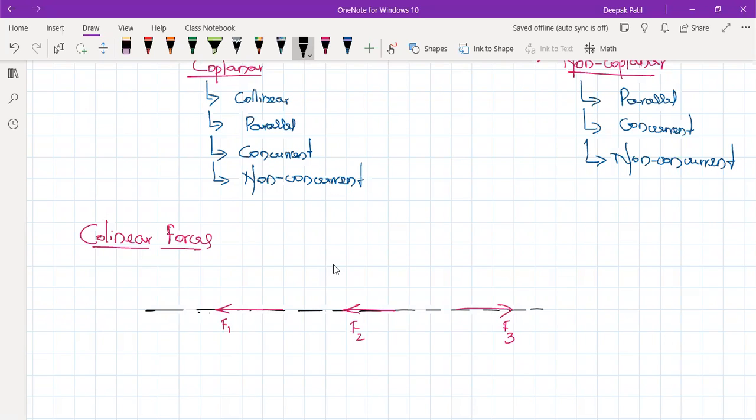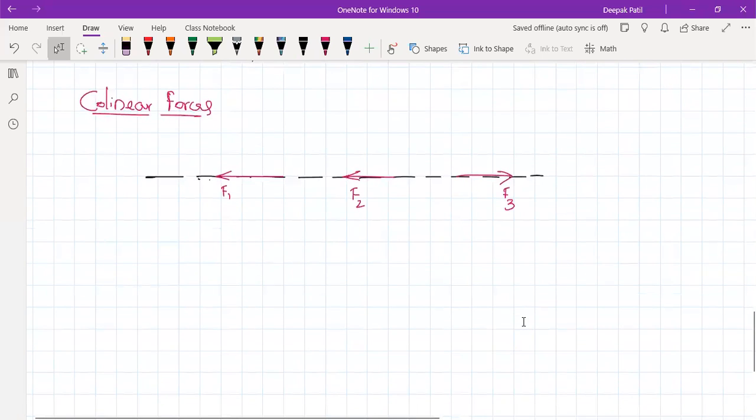When the line of action of all the forces in a system act along the same line, then such a system is called collinear forces. You can see in the name itself, co means same, linear means line. So forces F1, F2 and F3 all are collinear forces. Are you clear?